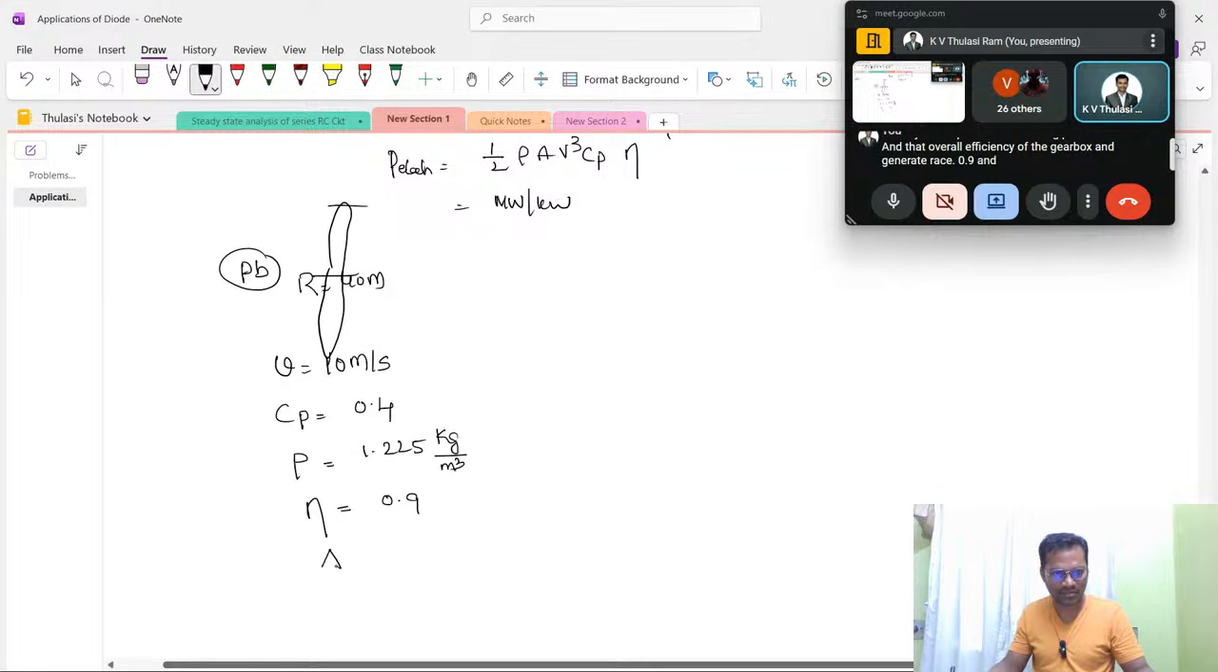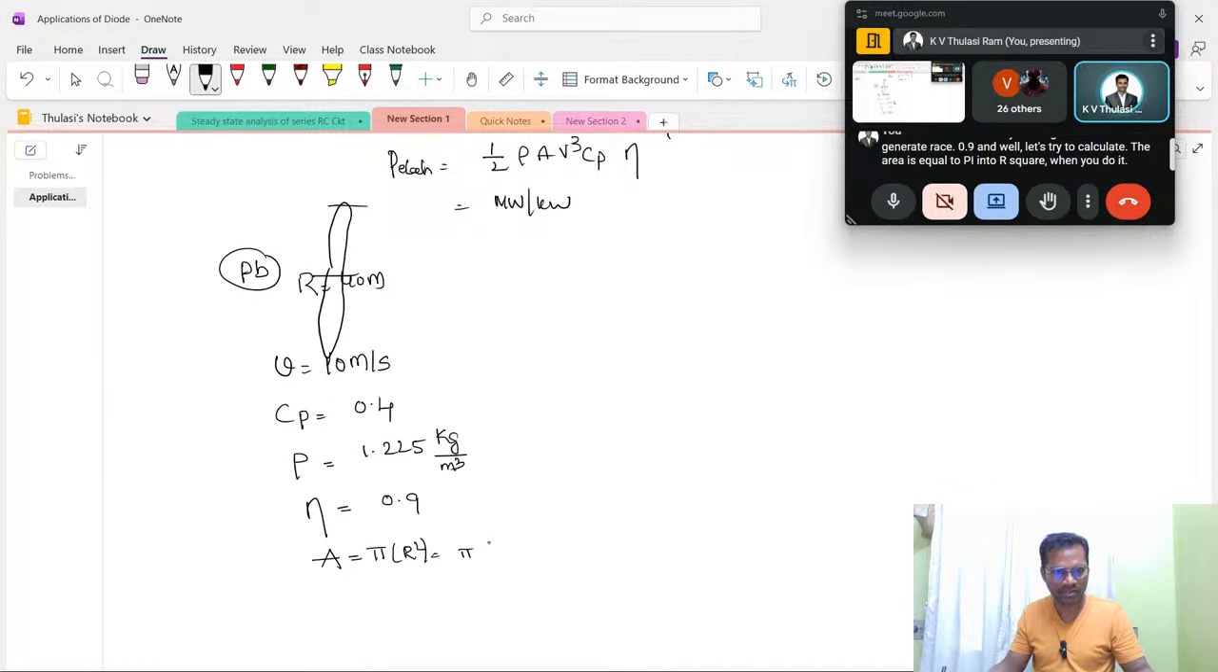And let's calculate the area, which is equal to pi into r square. When you do it, pi into 40 square, then you are going to get 5026 meter square.